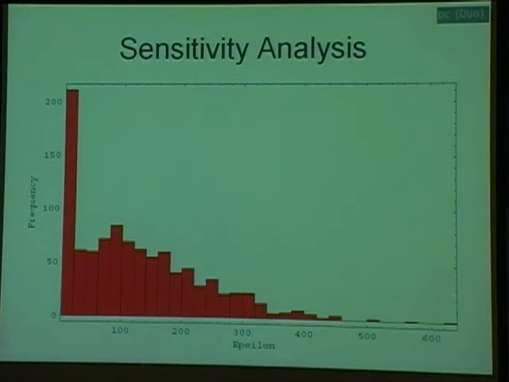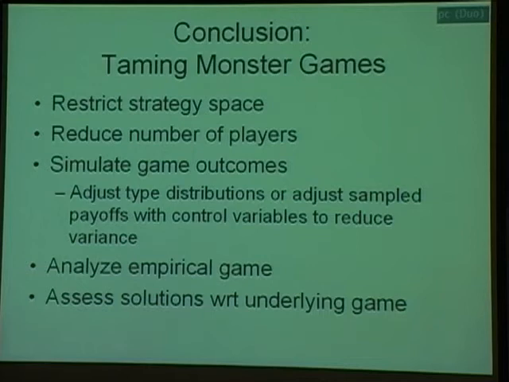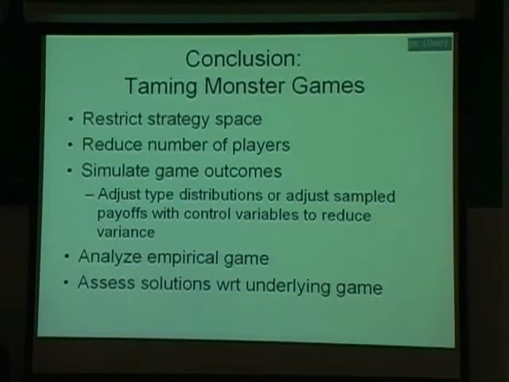Okay. So to conclude the monster game taming methodology portion, and then I'll just mention briefly the real killer apps of this, the trading agent competition especially. We're restricting the strategy space, we're reducing the number of players, we're simulating game outcomes, and that's where we use the variance reduction techniques to speed that up drastically. Then we analyze the empirical game, and then we assess the solutions to the underlying real game.